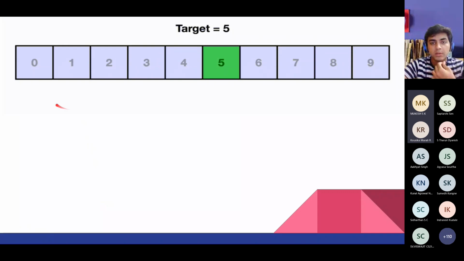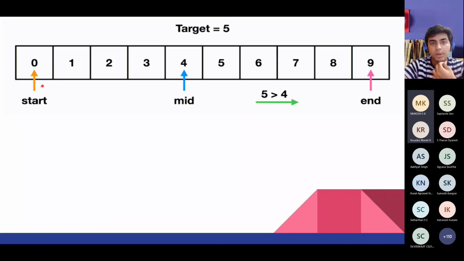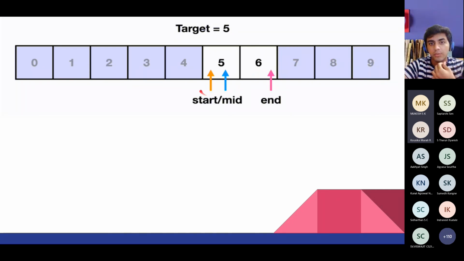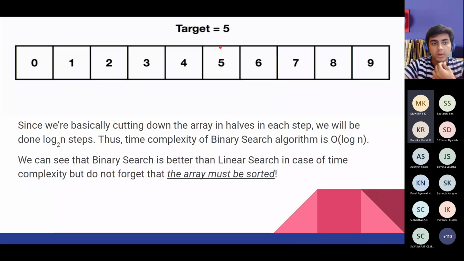As can be seen here in this GIF, we have this sorted array and the first mid value is 4. Our target is 5. 4 is less than 5, so we search over here. Then we get another mid 7, which is greater than 5. We search over these two. We get our mid 5, and that's the target value.